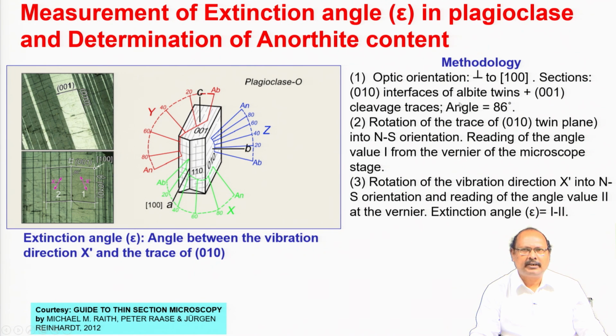Now, rotate the trace of the 010 plane into north south orientation. So, you rotate it so the twin plane is parallel to the north south orientation, and you take the angle reading from the vernier of the microscope stage, you get this value here. Then you rotate the vibration direction x dash, these are essentially the x dash vibration directions, parallel to the north south vibration direction, and you get another value, value 2, from the vernier, and the extinction angle will be the difference between the two.